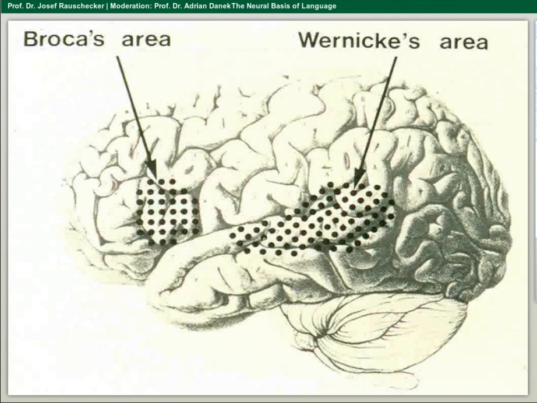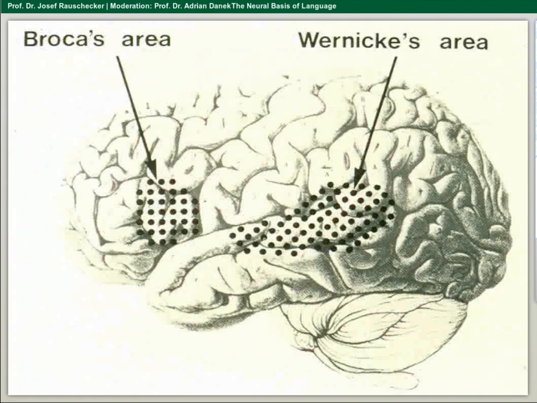Whereas Wernicke found that if this part, in what we call the temporal lobe or superior temporal cortex, is damaged, then people have so-called sensory aphasia. That's what it used to be called. And people can still speak sentences, but they don't make sense sometimes.